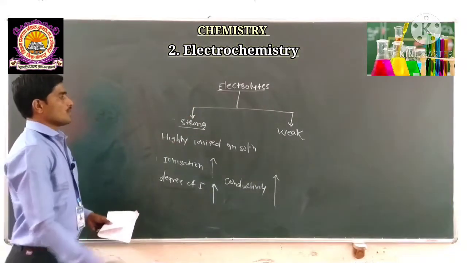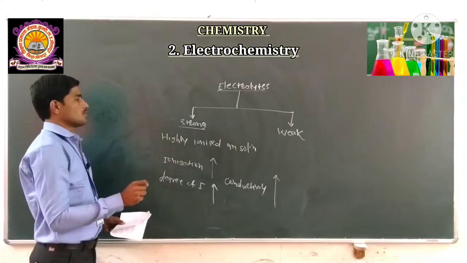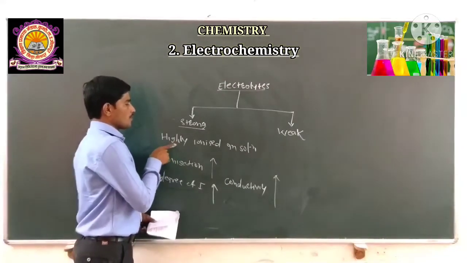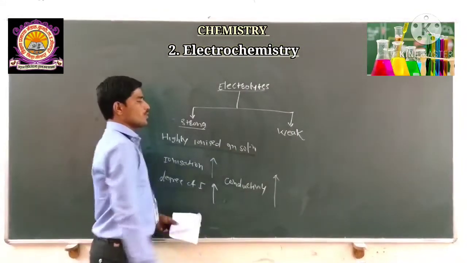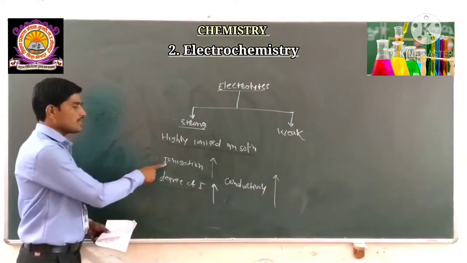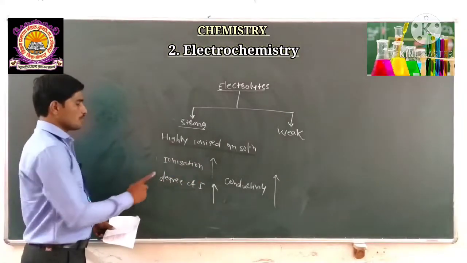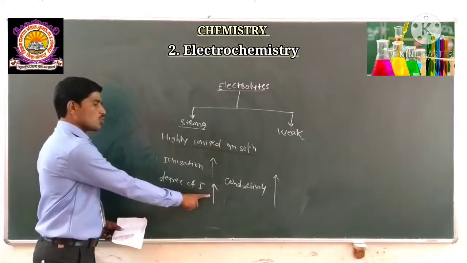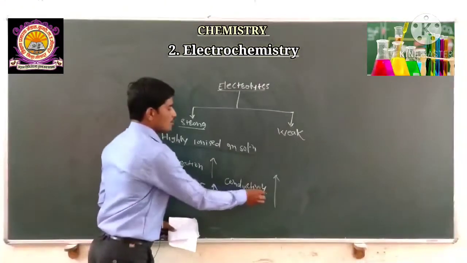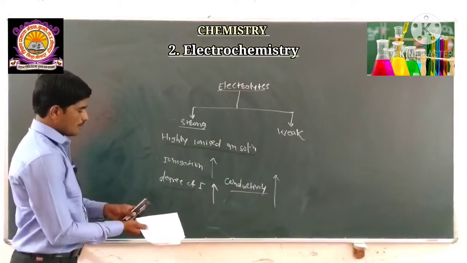Means that strong electrolytes are those which are highly ionized in solution, and due to that property the ionization is very high. Due to higher ionization, the degree of ionization is also higher, and due to these points the conductivity of such electrolytes is also higher.